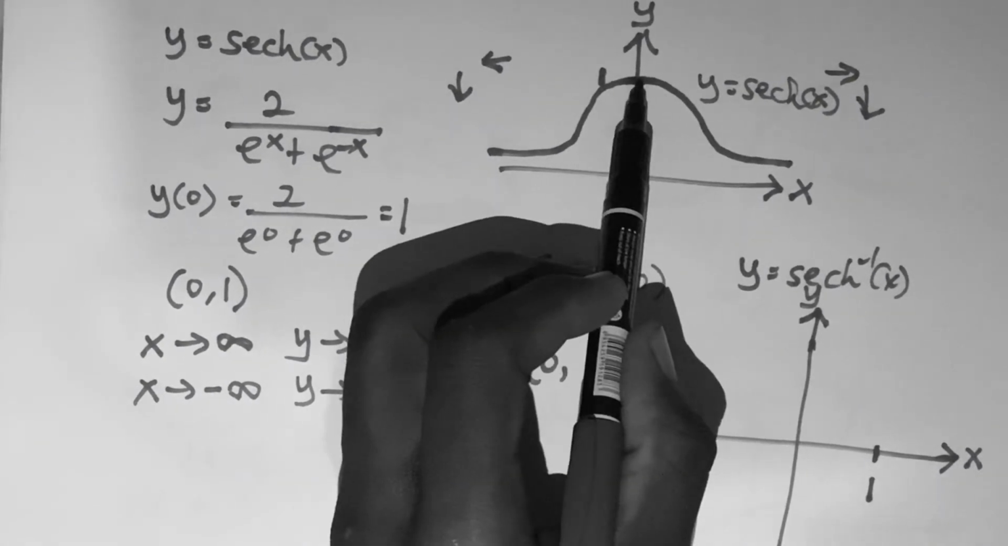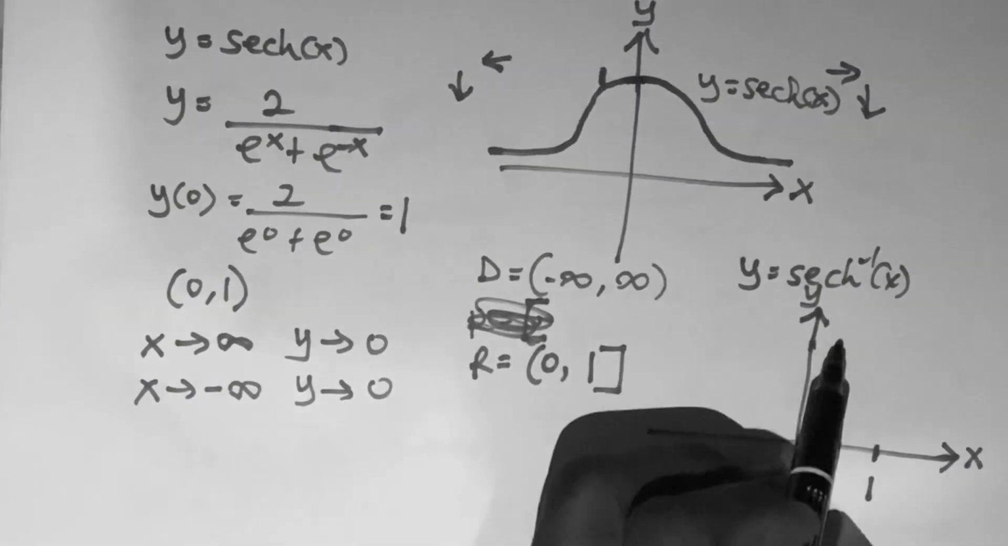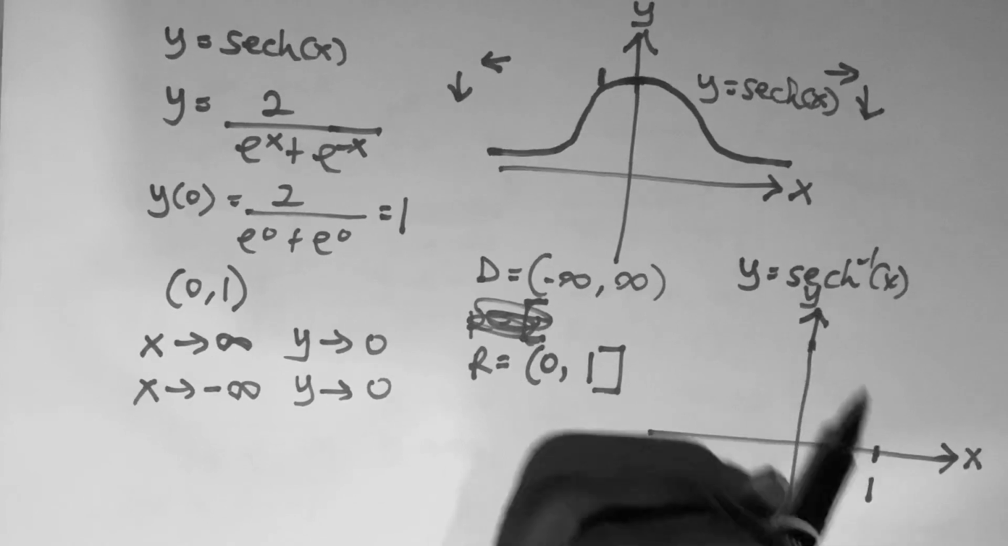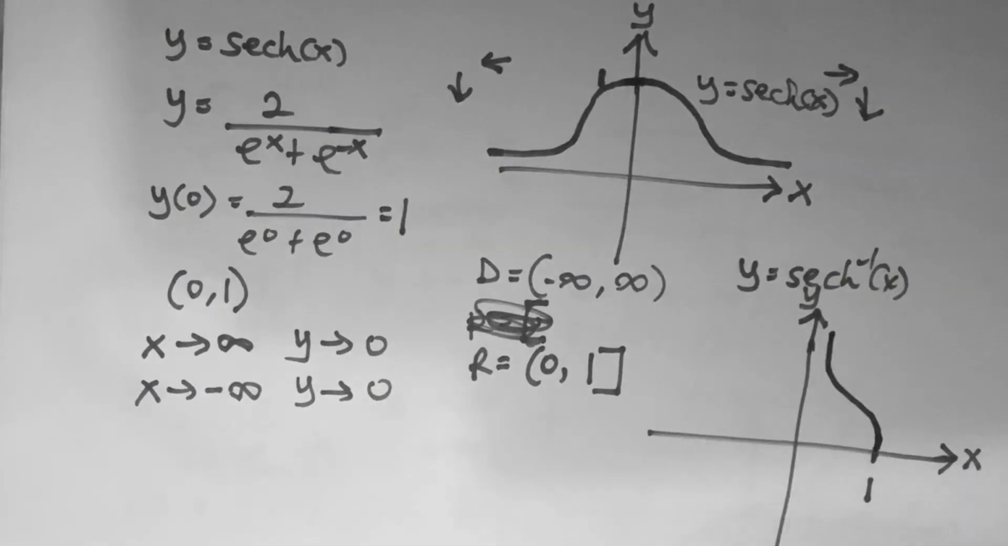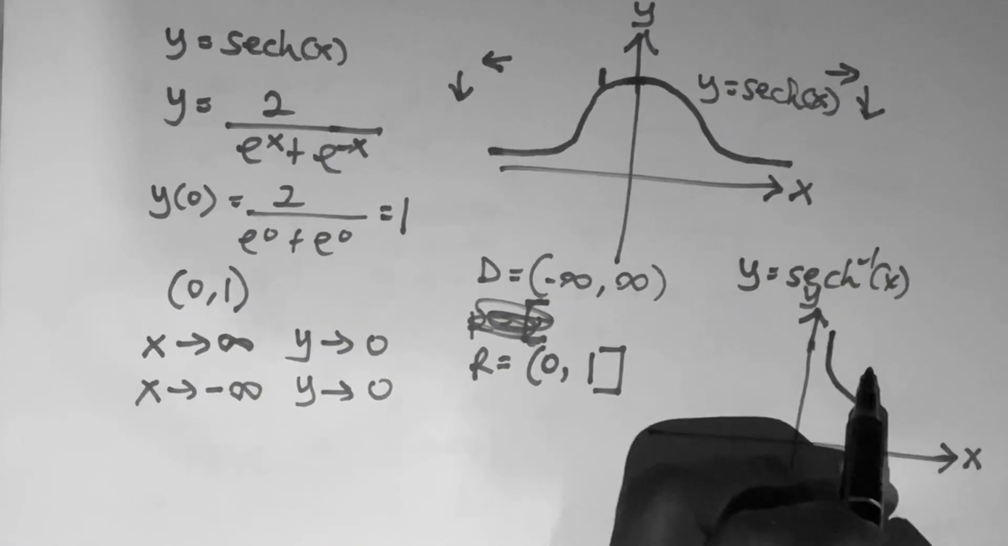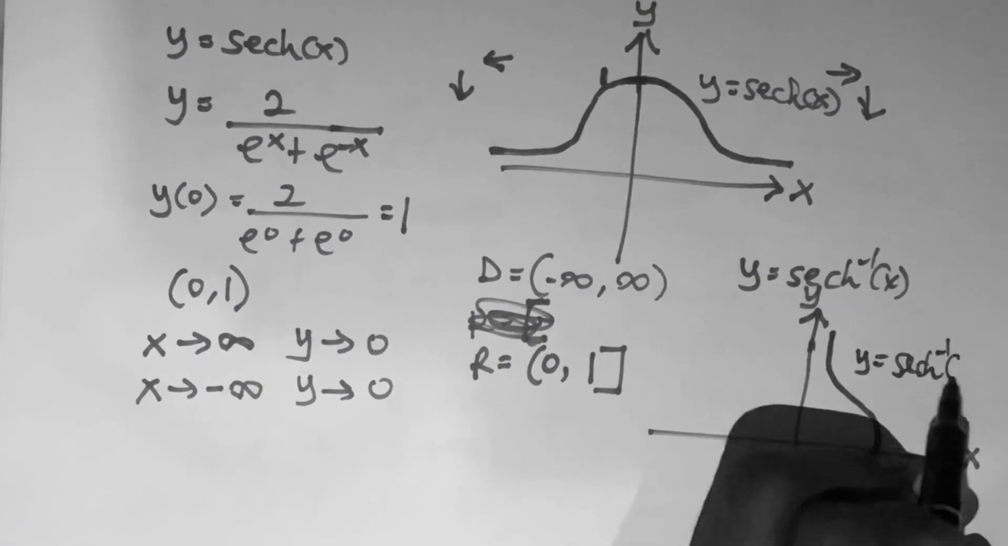If we take this part and then we reflect it, you see that this side will go here, and this part will come down. So it's going to look like this. So this is the graph y equals sec inverse of x.